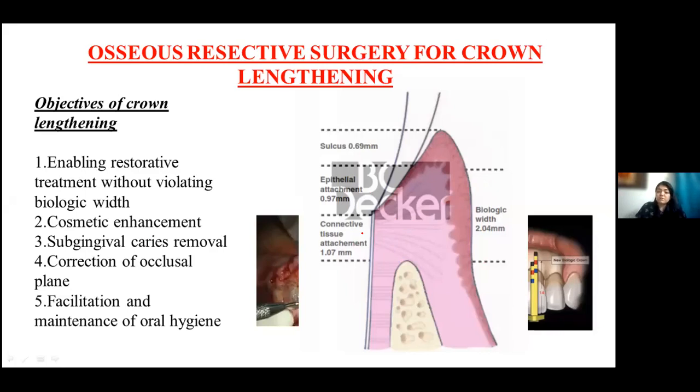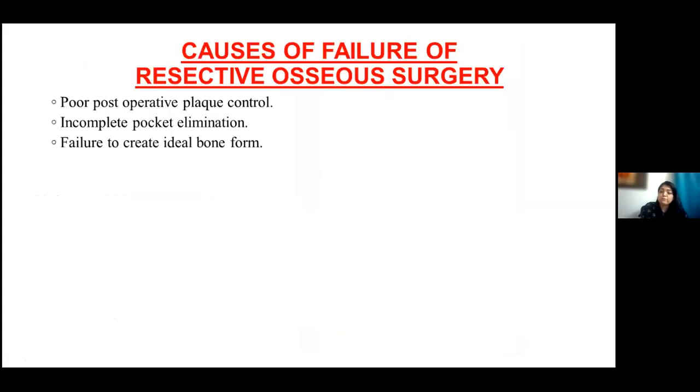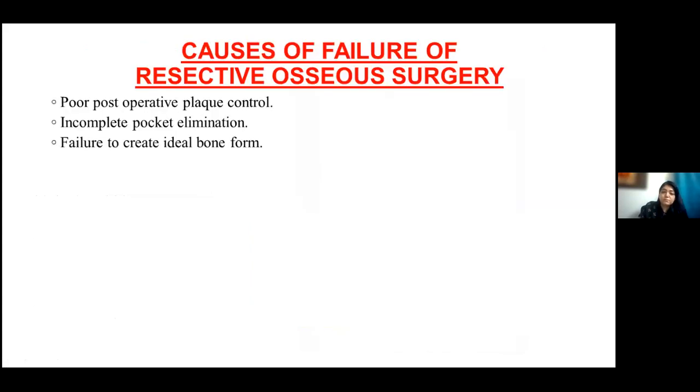So this is the concept behind biologic width. 2.04 mm has to be maintained, whether you are cutting gingiva, whether you need it for a crown, or for gingivectomy, anything. So you need to always keep measuring the bone level as well. Your alveolar crest should be at least 2.5 mm from your restorative margin.